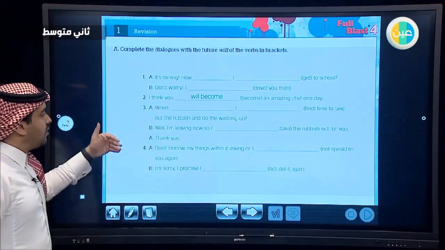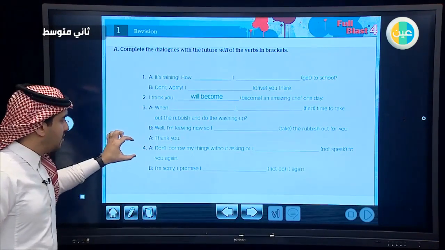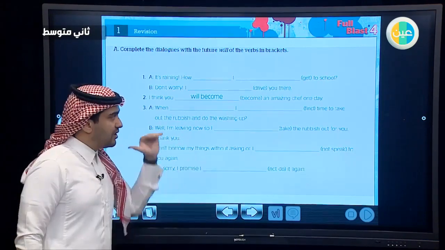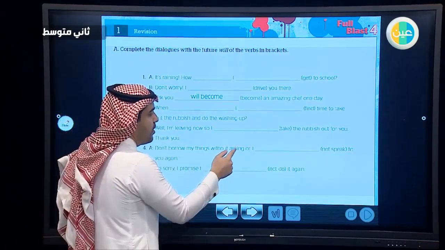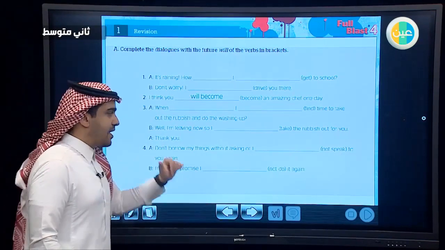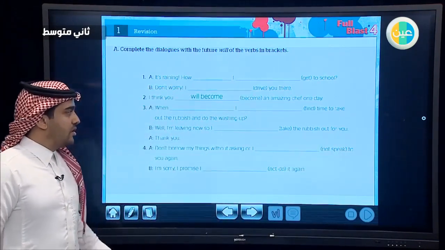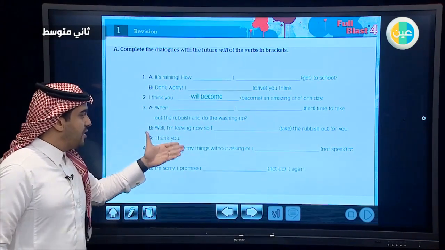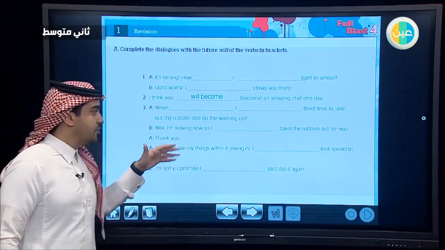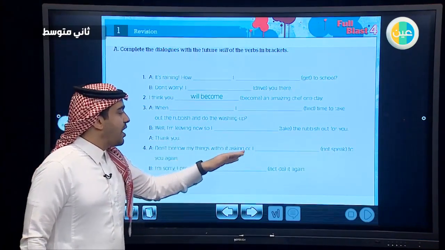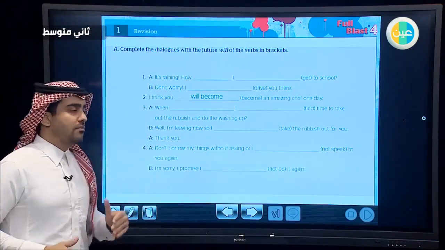Now let's go to question number 4. I go randomly because I chose number 4 because it's the negative form. Let's start with the affirmative, then negative, then we'll go back to questions. Number 4: don't borrow my things without asking, or I blank to you again. The verb we need to use is speak, but it's in the negative form. This is clearly a warning or a threat, so you use the future will. Don't borrow my things without asking, or I will not speak to you again. We can say will not, we can say won't. Both ways are acceptable.